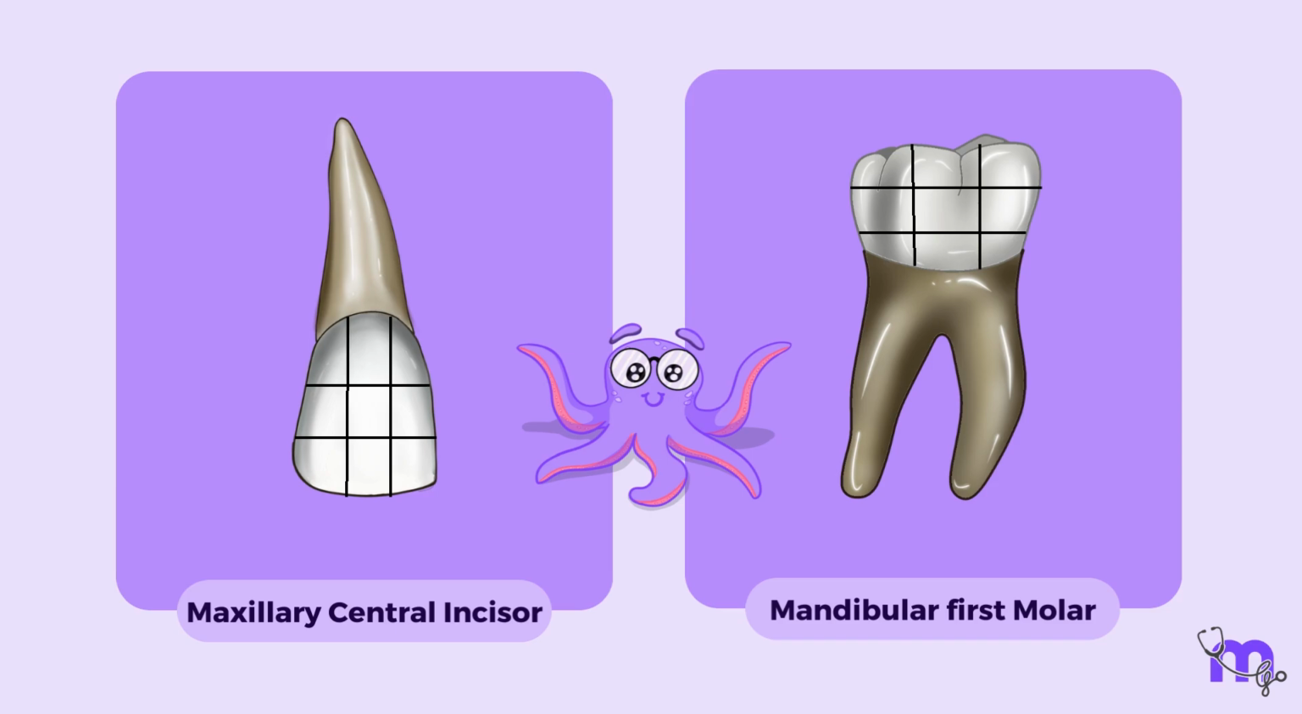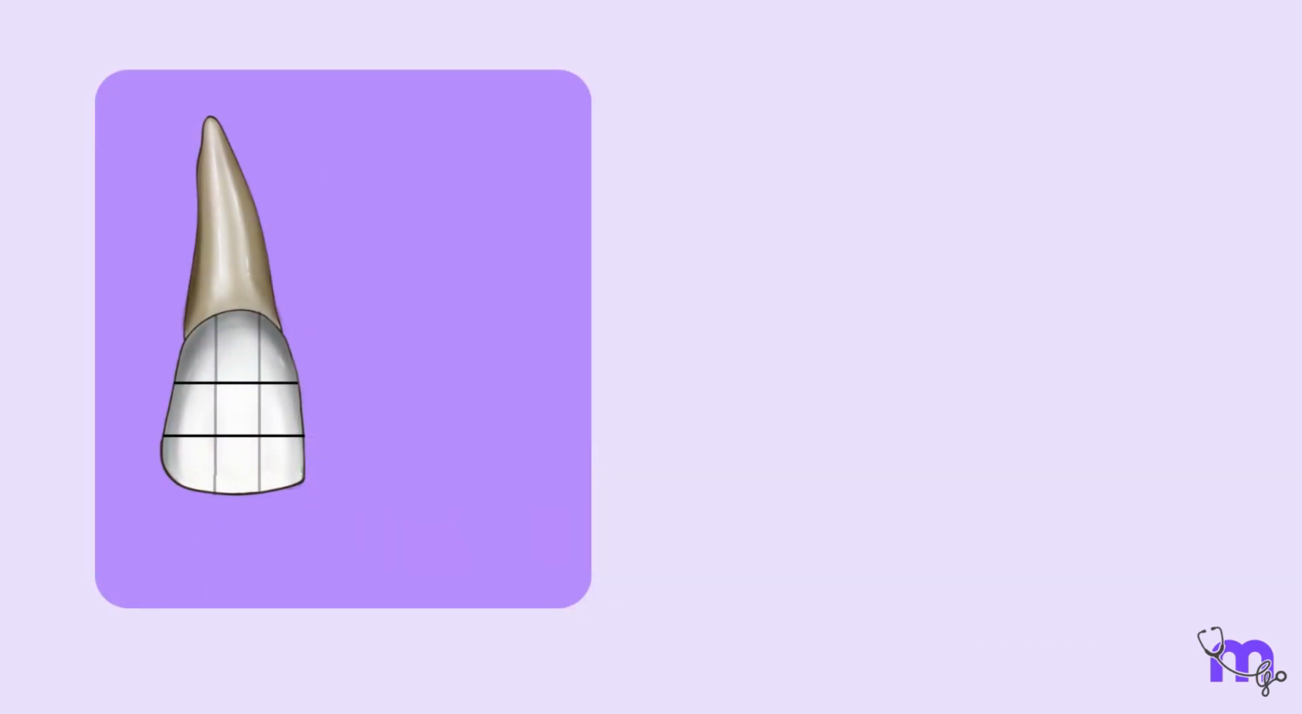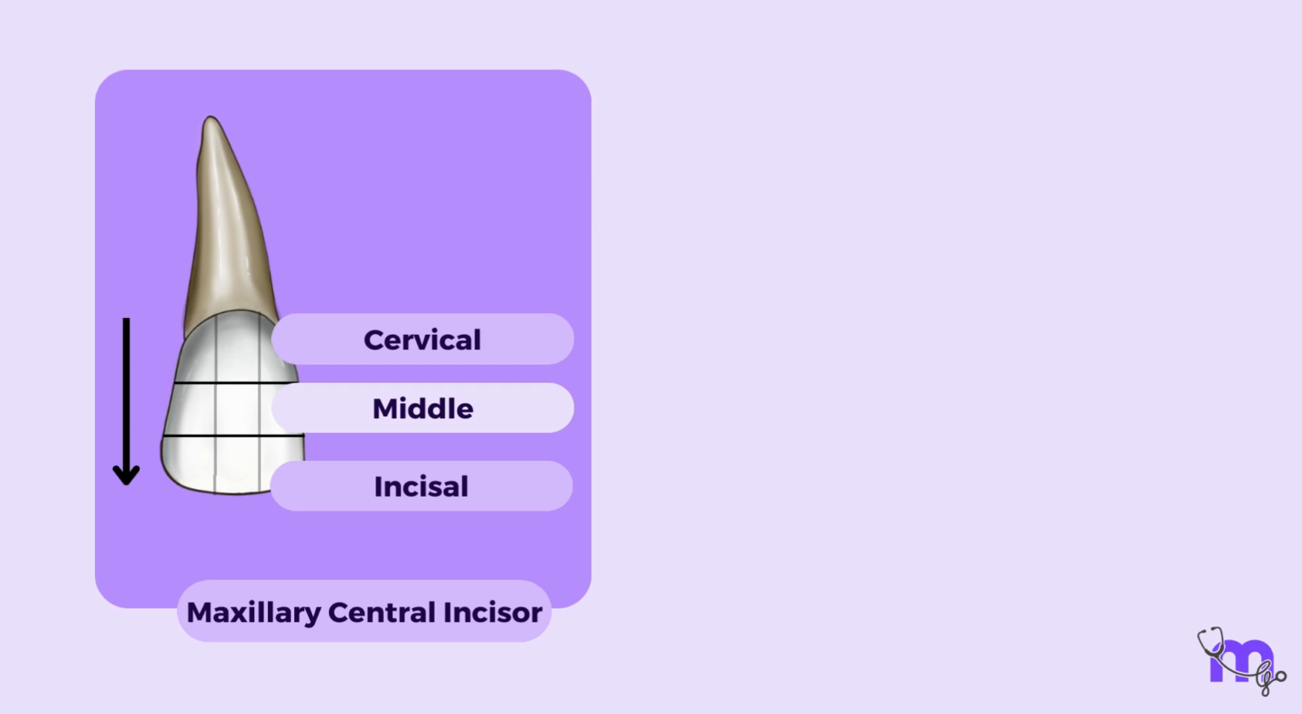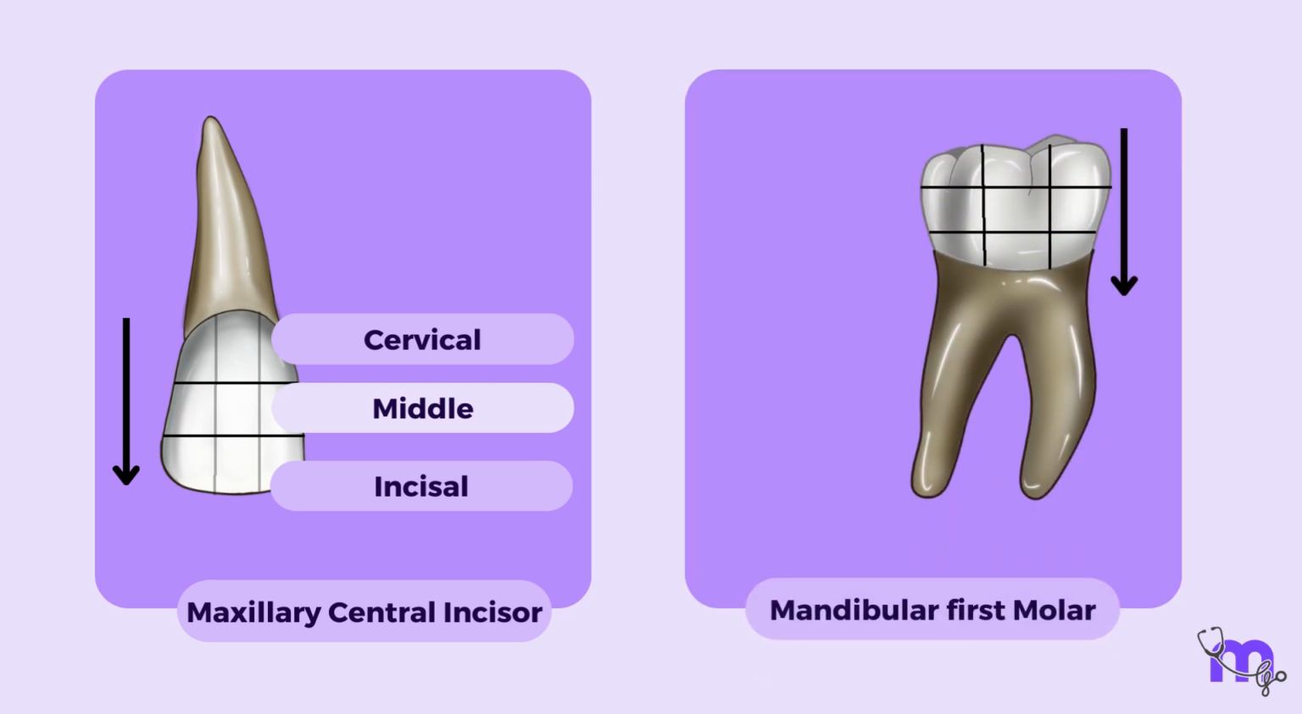What do you notice? We see that the surface viewed is divided into 9 pieces. Cervico-incisally, we have the cervical, middle, and incisal third in a central incisor, which represents the parts close to the cervical line, middle, and incisal edge. Similarly, in the molar, occluso-cervically, that is, division from the occlusal outline to the cervical line, the crown of a mandibular molar can be divided into occlusal, middle, and cervical thirds as shown.